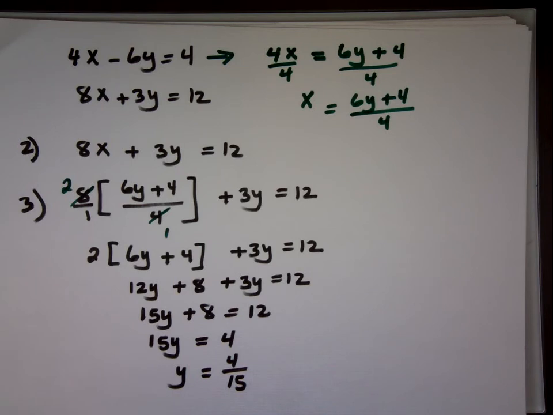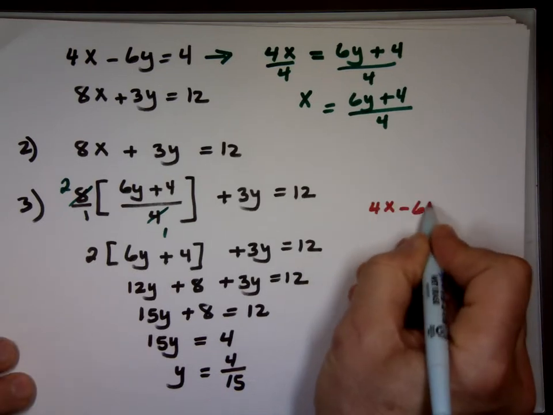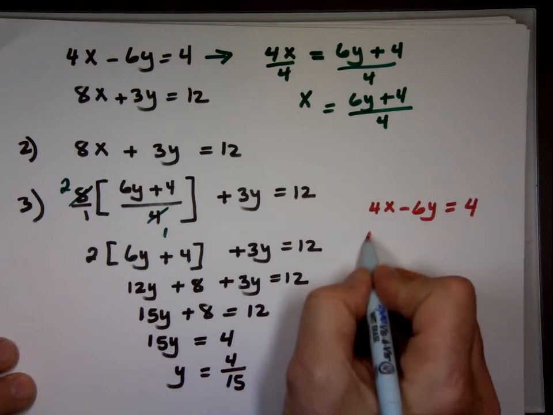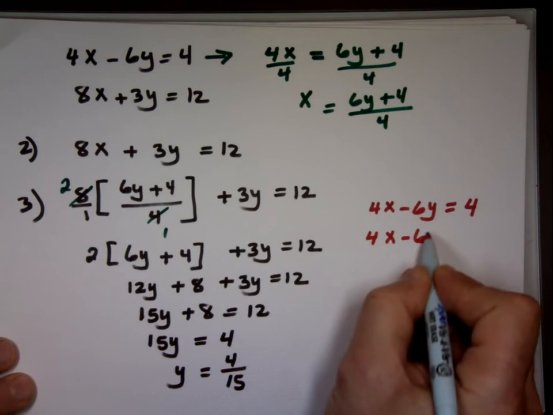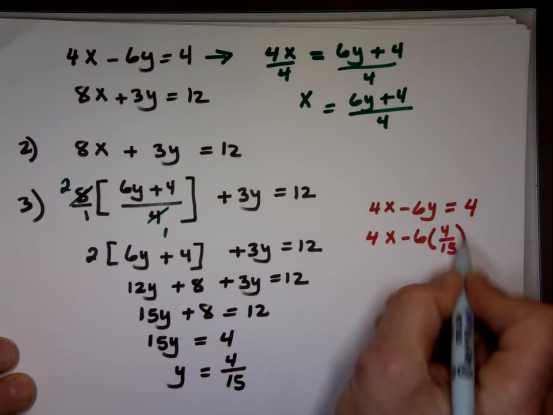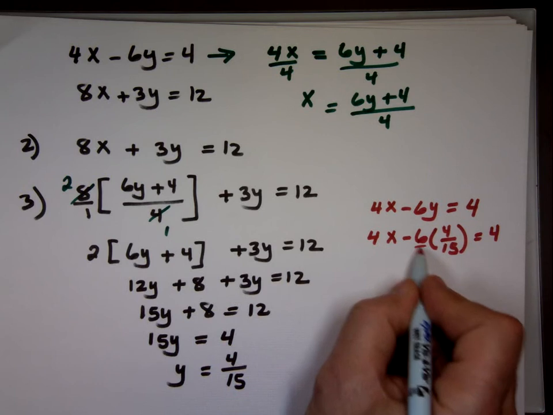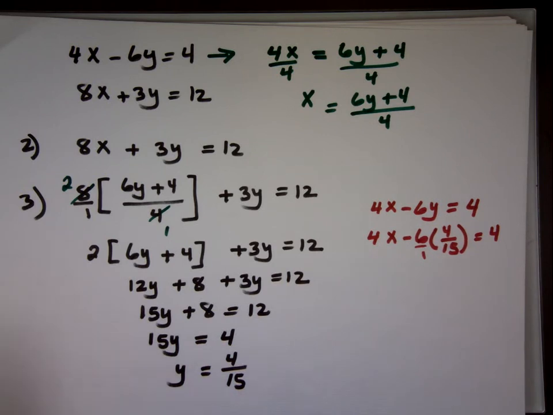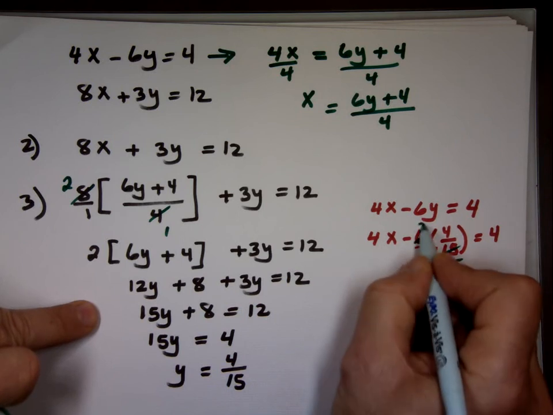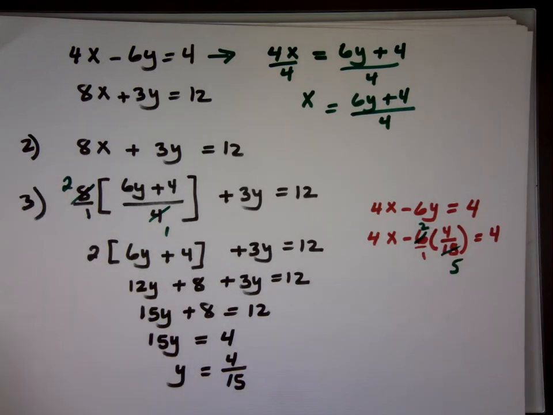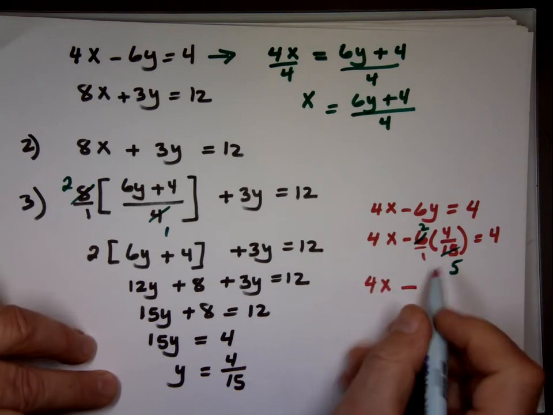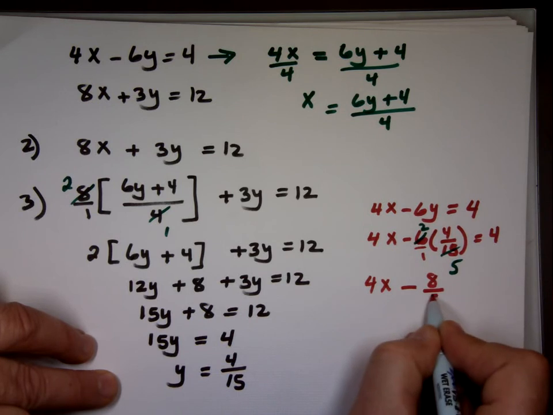And the last step says, once you solve for y or x, grab either equation and solve for the other one. Let me grab the top equation. No reason why the top. I could have picked the bottom. I'm almost done. This is the 4x minus 6y equals 4. I want to solve for x. In place of y, let me put 4 over 15. The 6 is 6 over 1. I can simplify that first. I can divide by 3. This is 5. This is 2. So 4x minus, what is 2 times 4? 8 over 5 equals 4.